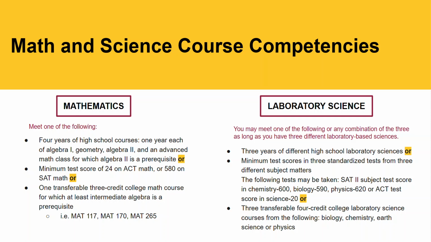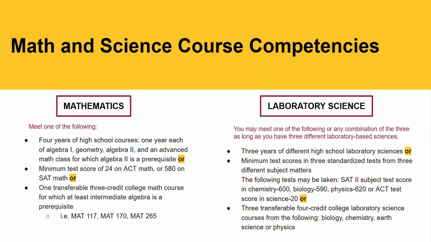Now, the math and science course competencies are as follows. For mathematics, you must meet one of the following: 4 years of high school math, or a minimum test score of a 24 on the ACT math, or 580 on the SAT math, or one transferable 3-credit college math course for which at least intermediate algebra is a prerequisite. So if you have completed MAT 117 college algebra or higher, then you will meet this mathematics competency requirement.